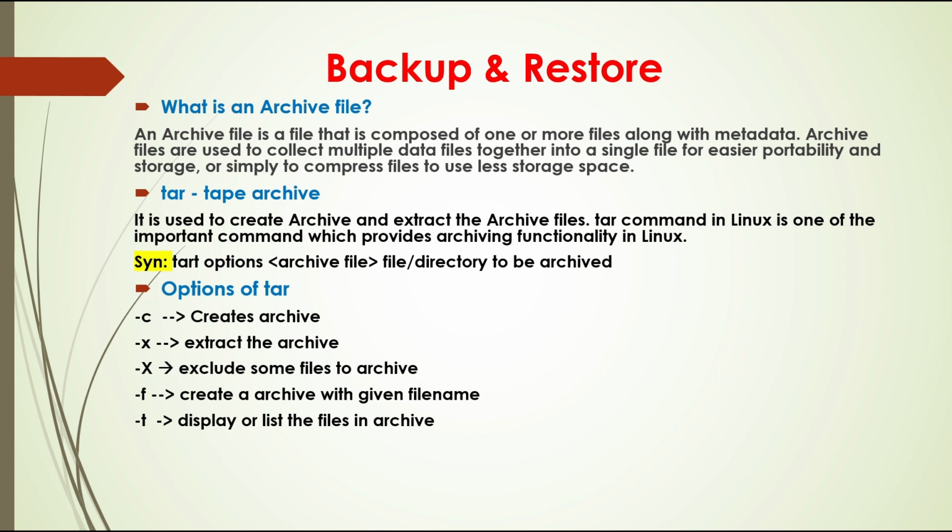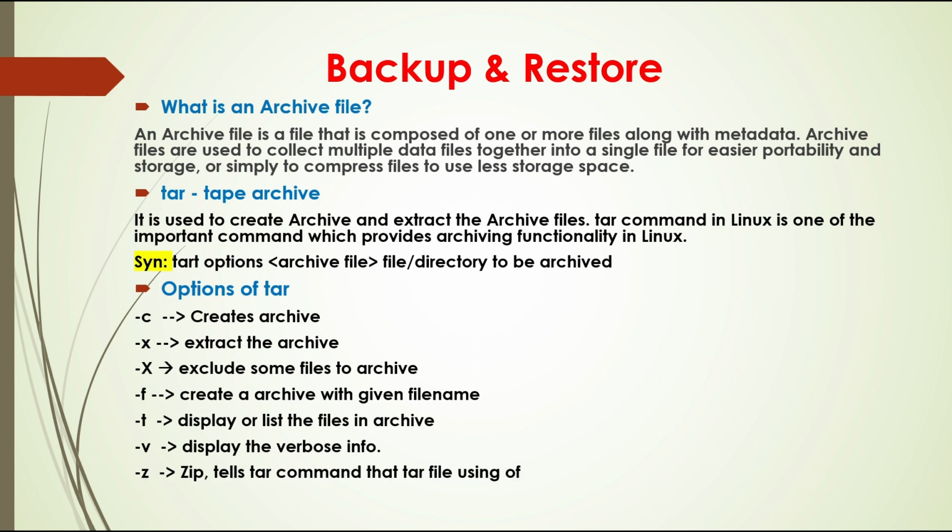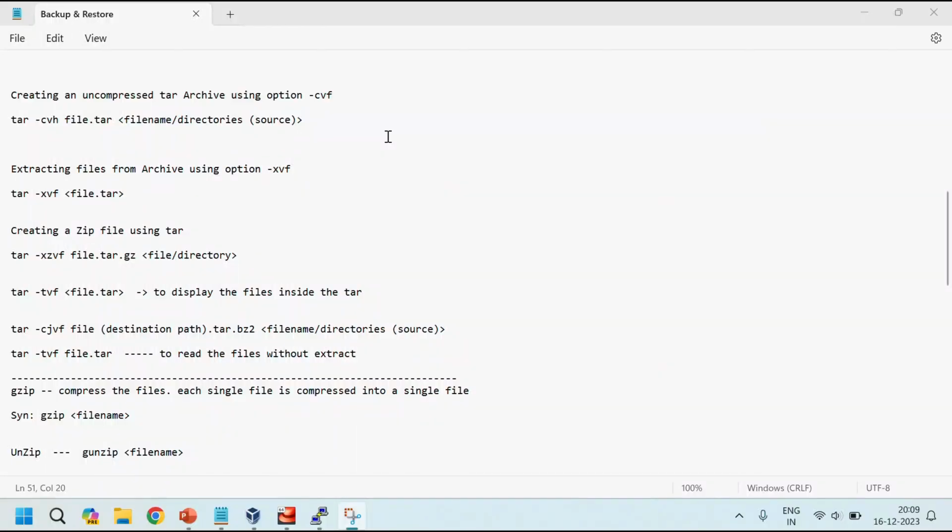T: display the list of archives in an archive without extracting the files. V: verbose. Z means zip. These are the options we tell the tar command to archive the files. Create an uncompressed tar archive using cvf. The c means create a file. cvf, then file.tar, then the source, which is the file we need to tar.